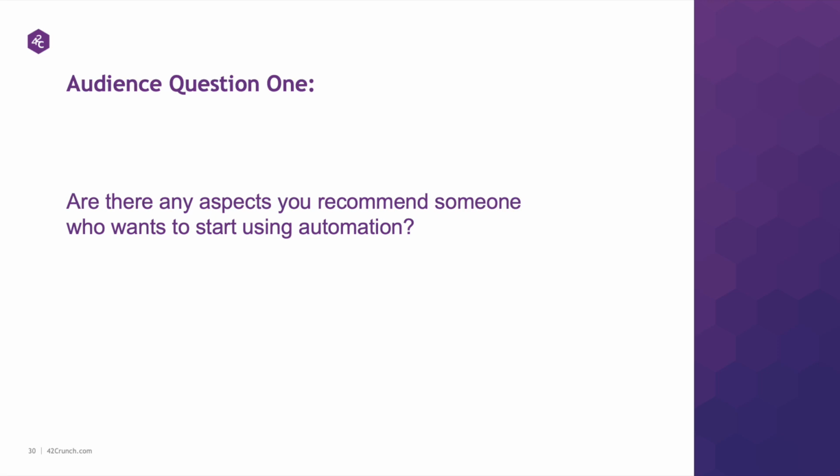So the question is, are there any aspects you recommend for someone who wants to start using automation? I'm going to assume that's automation of API testing. So a couple of approaches here. Obviously, 42 Crunch does the security testing. So anything that we can do in the VS Code IDE, where we can do auditing and security testing, we can also do in CI/CD. So anything there can be automated.